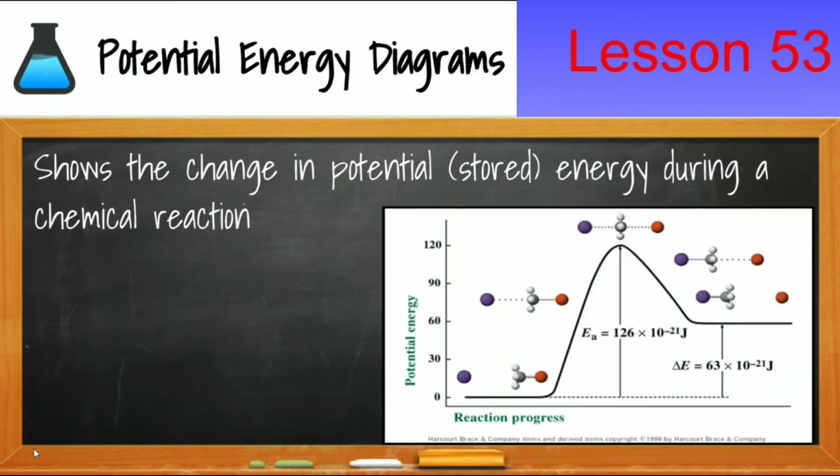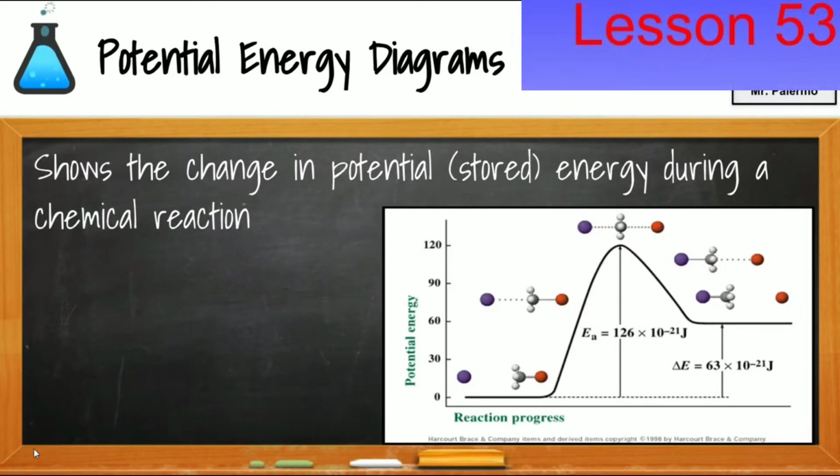Let's get started. A potential energy diagram shows the changes in potential energy, or stored energy, when a chemical reaction occurs. All chemical reactions occur when reactant particles collide with sufficient energy and proper orientation to make products. The first thing we should do is look at what a potential energy diagram looks like.